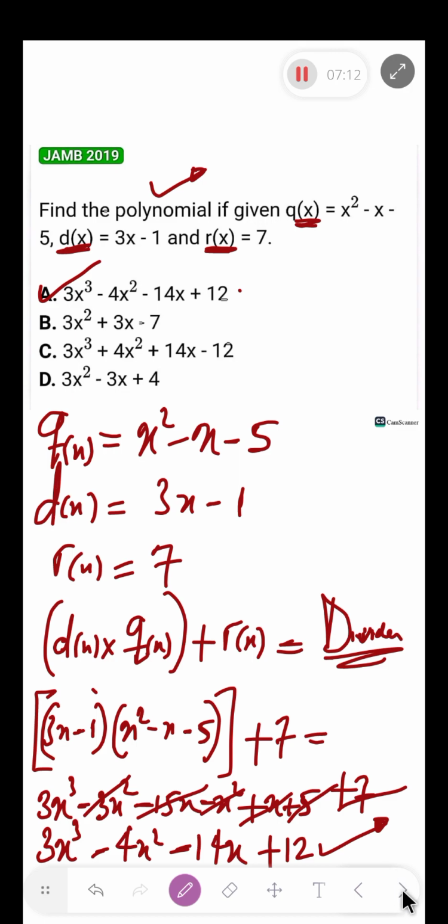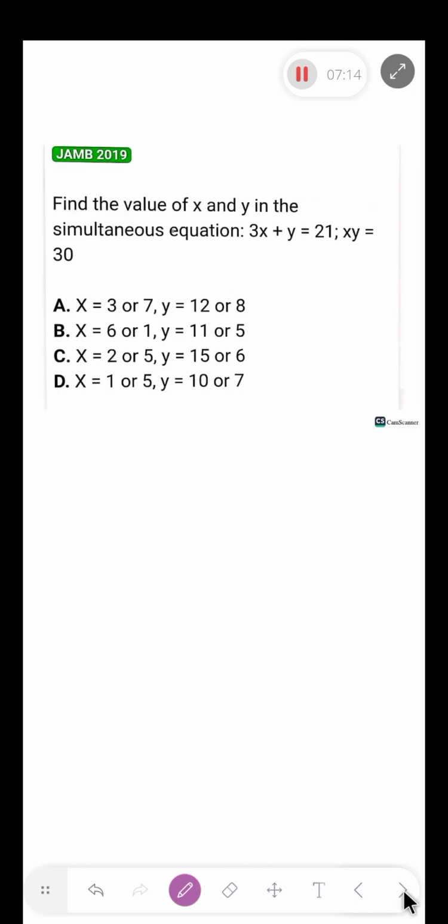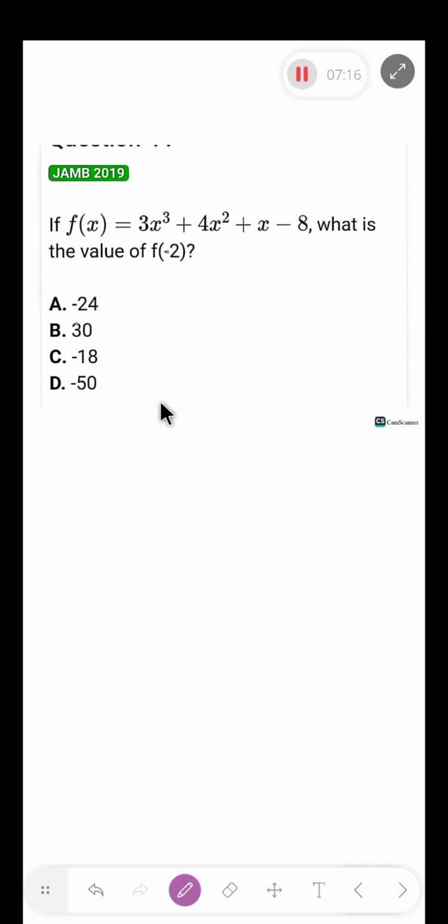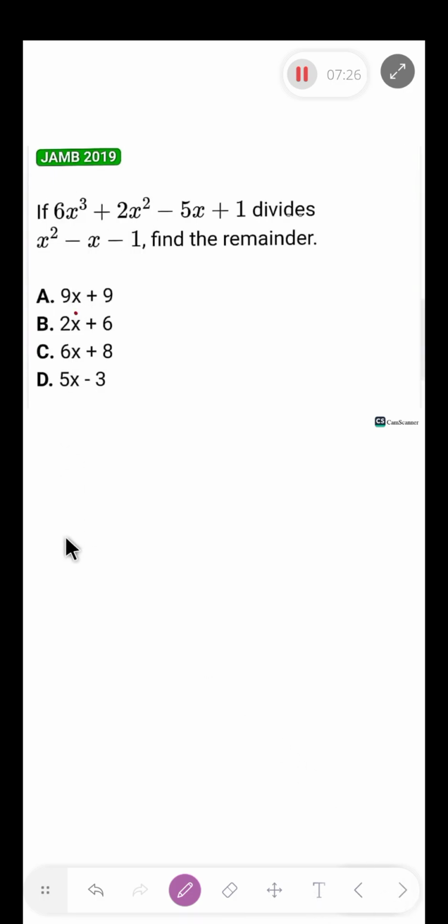So let's look for another question. I think I have another one. This is very, very direct. This is just a function. F of minus 2, what is this? Just insert minus 2 over there. That's very, very easy to solve. This is another one, so let's try this.